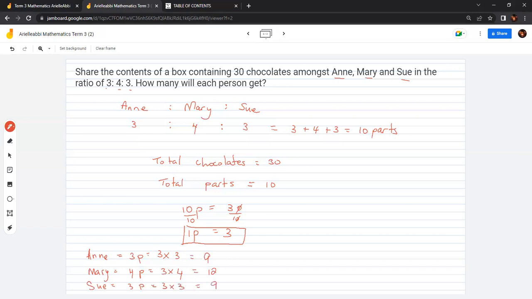Right? So that means that Anne received 9 chocolates. Mary received 12 chocolates, and Sue received 9 chocolates. And if you want, you can add up the 3 values, 9 plus 12 plus 9, and you'll get the full total of chocolates which was shared amongst them, which is 30.